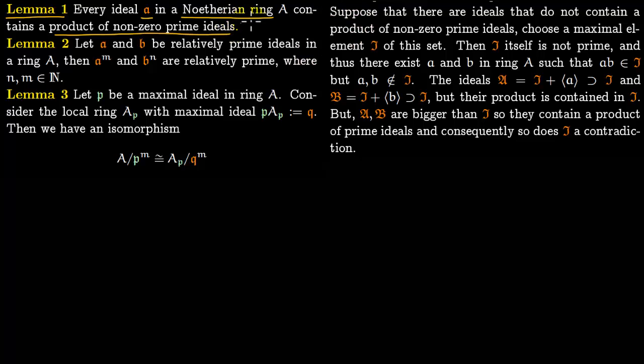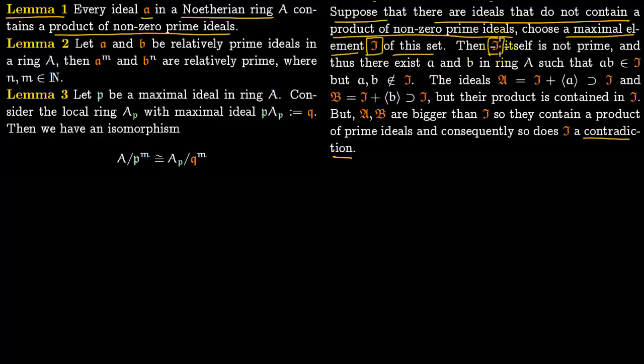We will say that there are some ideals which do not contain a product of non-zero prime ideals, and we will reach a contradiction. So we suppose that there are ideals that do not contain a product of non-zero prime ideals. What we do is construct a set of ideals which do not contain a product of non-zero prime ideals and choose a maximal element of this set. We denote the maximal element by I.